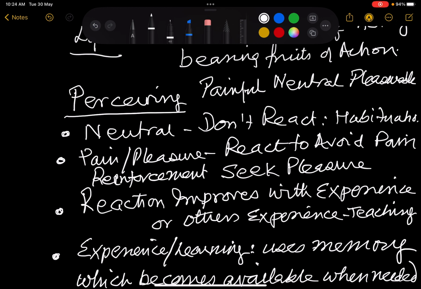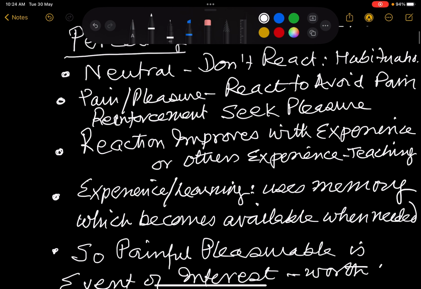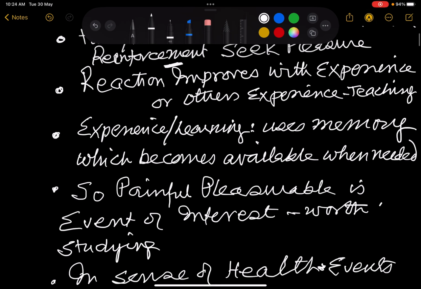So, in perception, you classify events occurring around you as painful, pleasurable, or neutral. To neutral, you don't react, and that is called habituation. To painful or pleasurable, you react with greater force, that is called reinforcement. And your reaction keeps improving with either your experience or somebody else's experience who has taught you how to respond to a particular event.